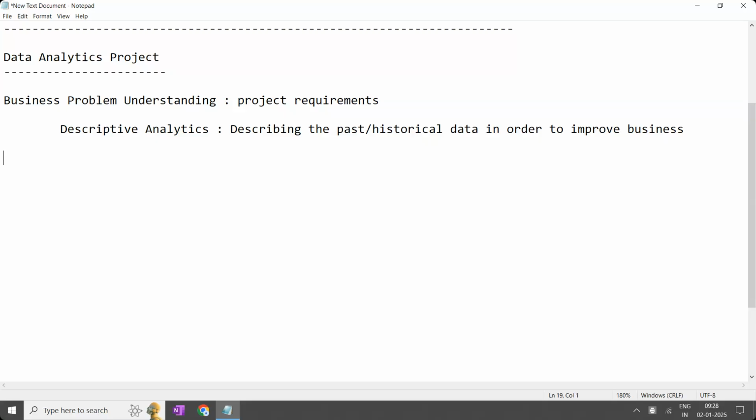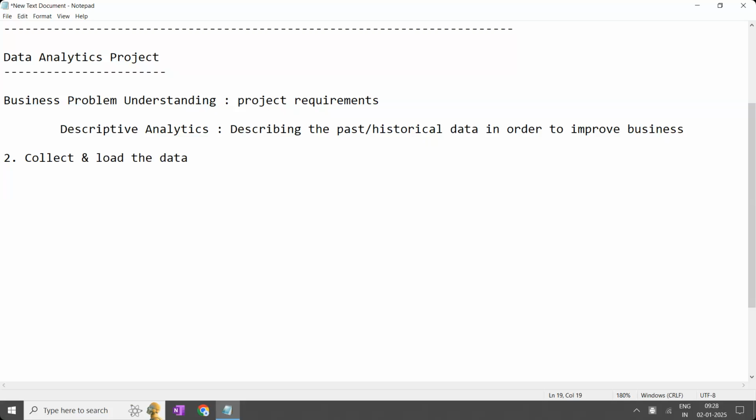And from there, step 2 consists of collecting the data and loading the data.